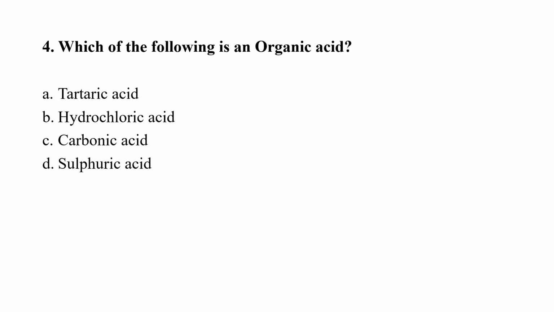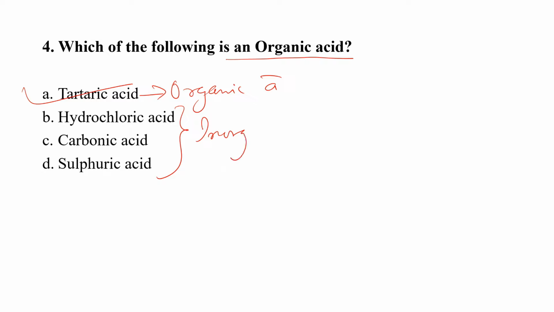Question number 4. Which of the following is an organic acid? Option A, tartaric acid; option B, hydrochloric acid; option C, carbonic acid; option D, sulfuric acid. The correct option here is option A, which is tartaric acid. Tartaric acid is an organic acid, whereas all these three are inorganic acids.